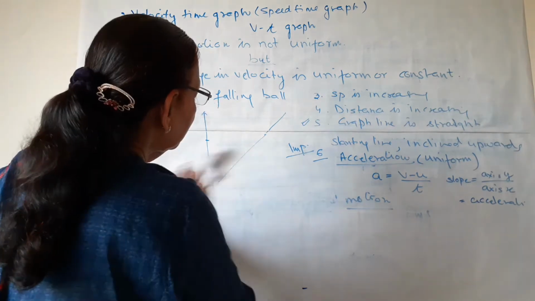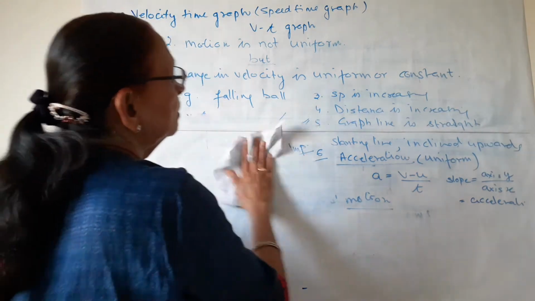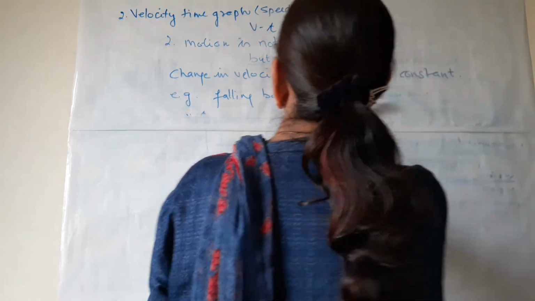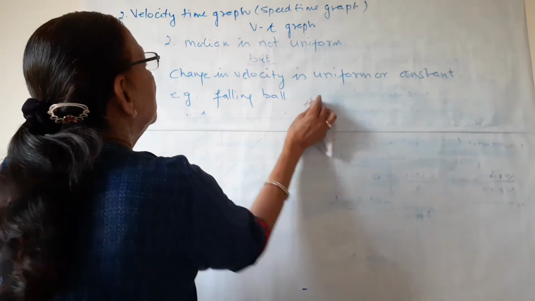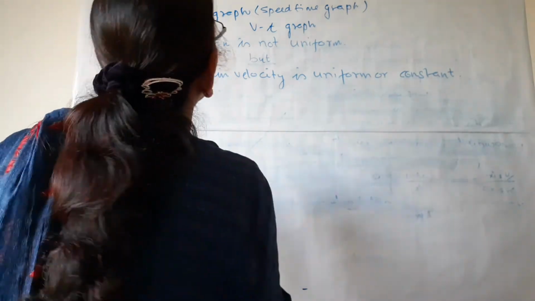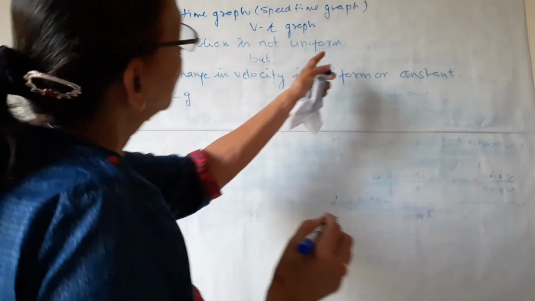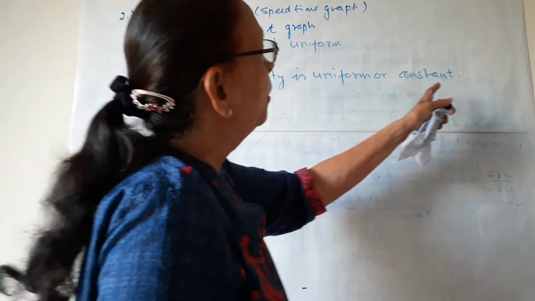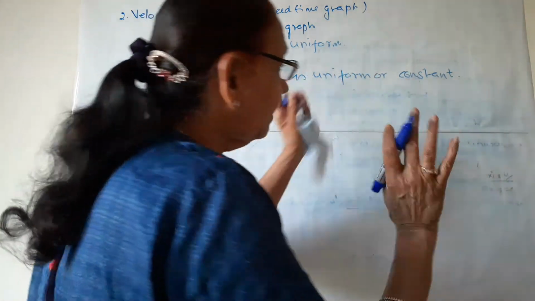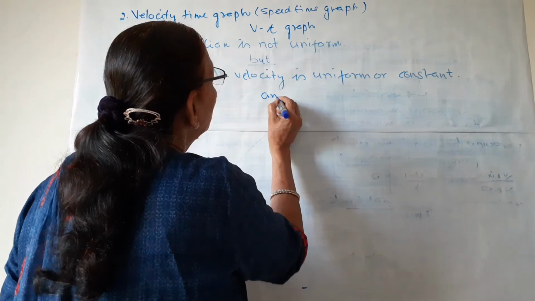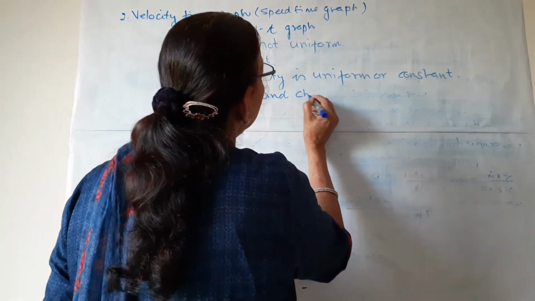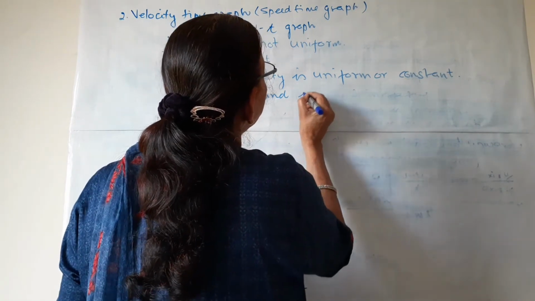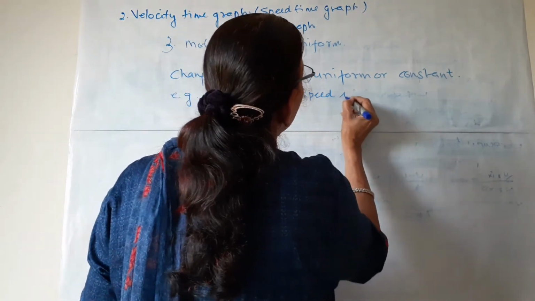Now the third case and fourth case together, or third case first. What will be the third case? Third case is: motion is not uniform, the same, but change in velocity is uniform or constant. The same thing is third. And one thing more, and speed is decreasing.